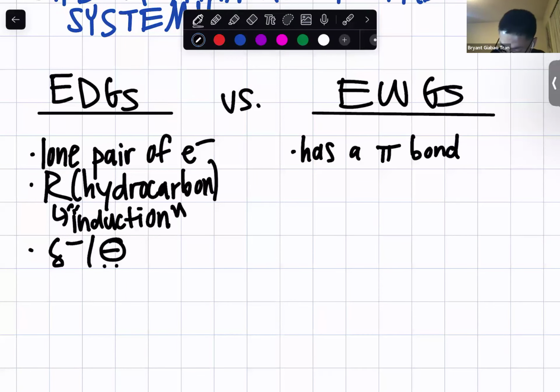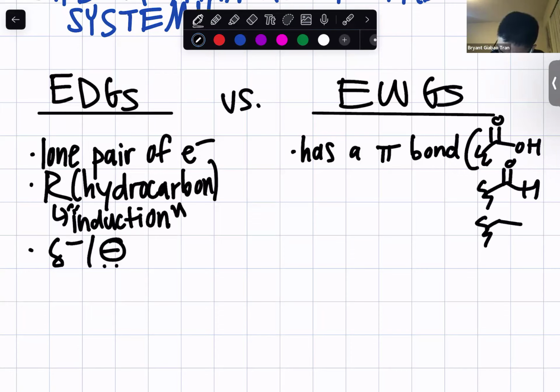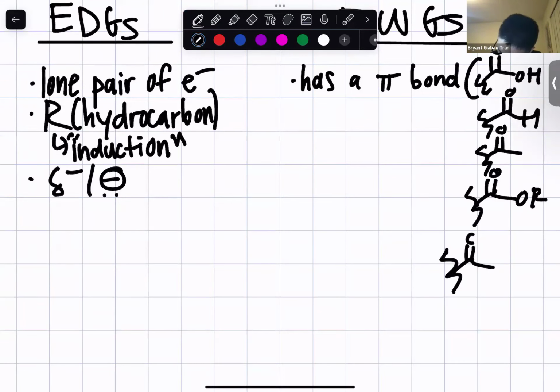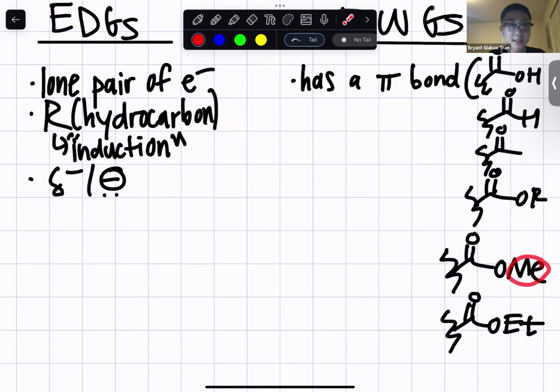which is a double bond. It's most likely a carbon, like it could be carboxylic acid, it could be aldehyde, it could be a ketone. Most likely, the common cases are esters, like OR. It could be OMe, carbonyl OMe. It could be OEt, right? When you see Me, just think of that as methyl, CH3. If you see Et, think of that as ethyl, CH2CH3. It's just an ester group, right?